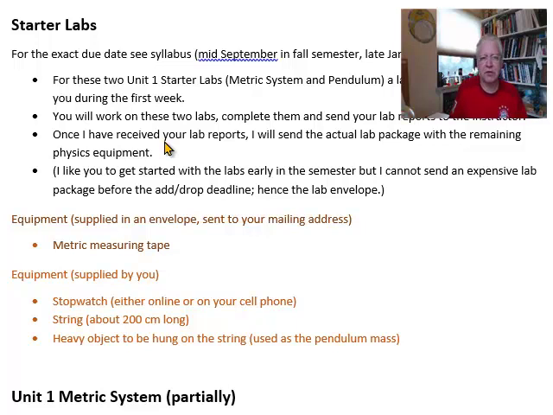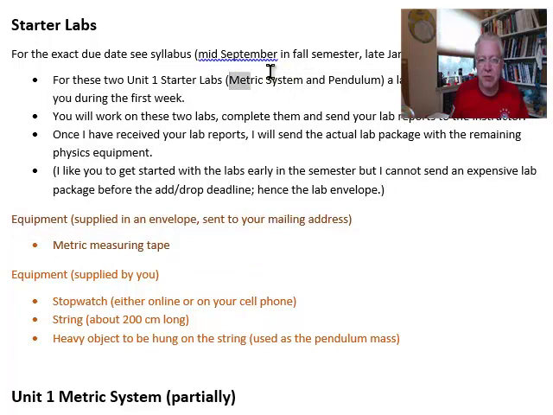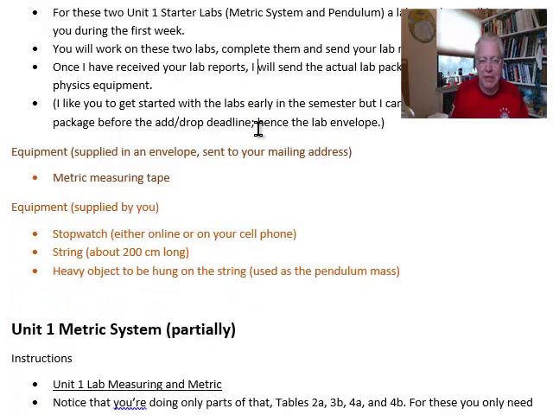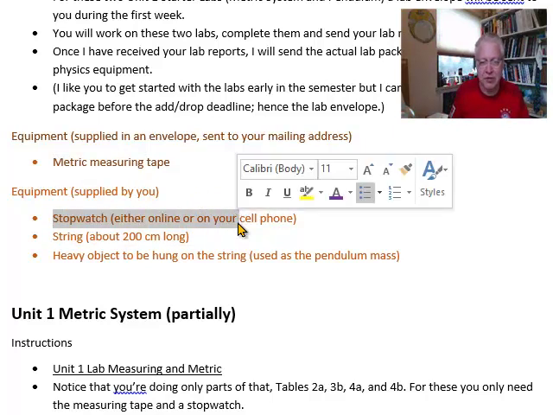So this is about the starter labs, where I'm going to send this lab envelope with just a couple of things, and this is for the metric system and the pendulum, but in this video I'm just going to talk about the metric system here in just a moment and leave the pendulum out. This is going to be in the lab envelope, the measuring tape, so a metric measuring tape, so this is the one. And then you need to supply a stopwatch of some kind on your cell phone or something.